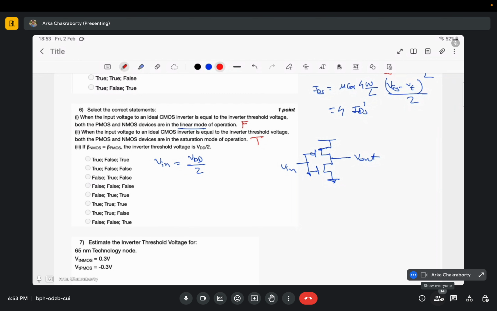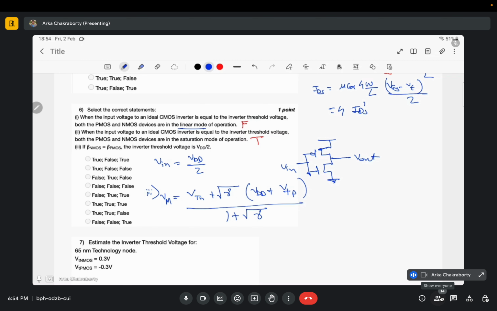Okay, statement number 3. If beta NMOS equals beta PMOS, the inverter threshold voltage is VDD by 2. So for an inverter made of long channel MOSFETs, the trip point voltage can be given by this equation: VTN plus root gamma, we call it gamma or R, times VDD plus VTP, I hope sir has given this formula to you, divided by 1 plus root gamma.